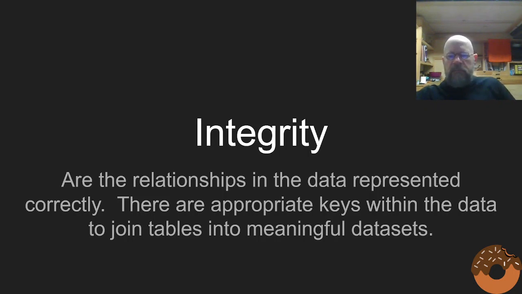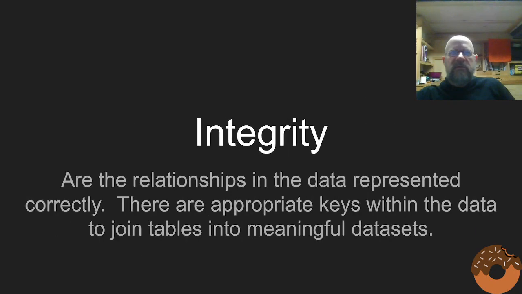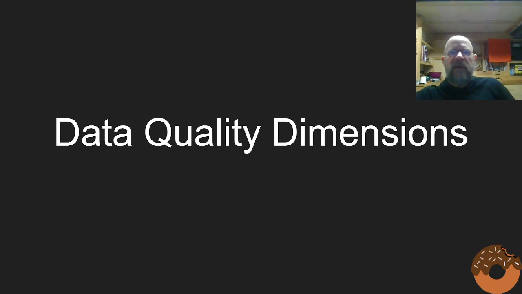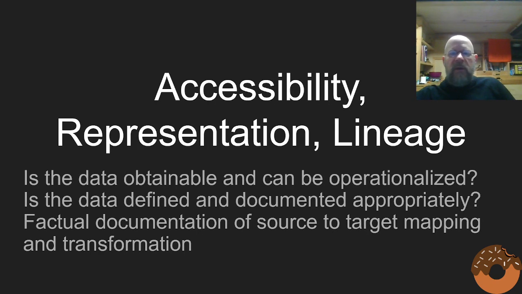And the other one is duplication. Hopefully that's in here. Accessibility, representation, and lineage. I don't think duplication is in here. I think I totally forgot duplication. Wow. Anyway, we'll talk about that anyway, and I'll add a slide to that book and then post it out there.